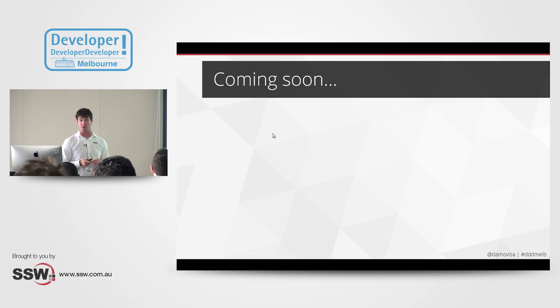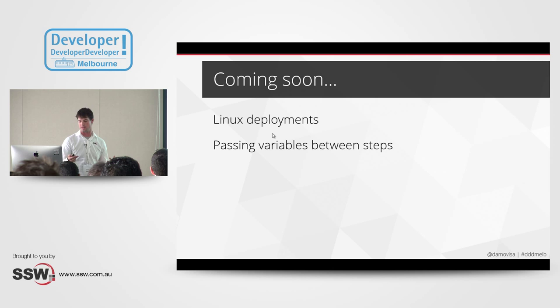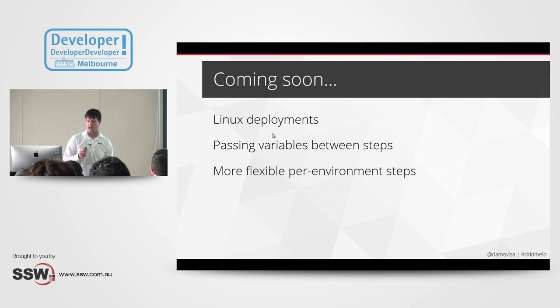Excellent. There's a few things that are coming soon in Octopus. Linux deployments, or more specifically, deployments over SSH. So that could be anything that supports that, I guess. And other tentacles running on other things. Passing variables between each step. So you could run a step and as a result produce a variable that gets passed to the next step, which can be useful in certain situations.